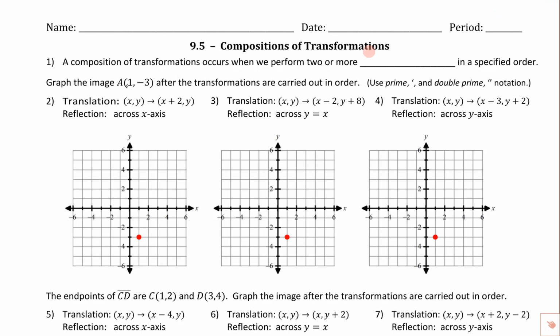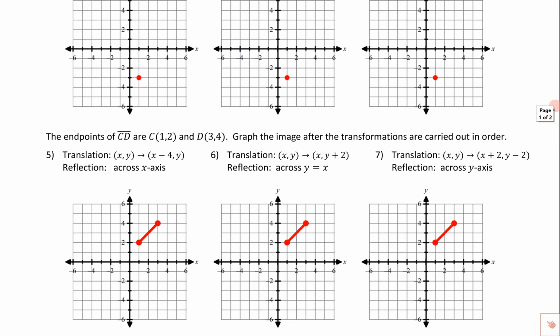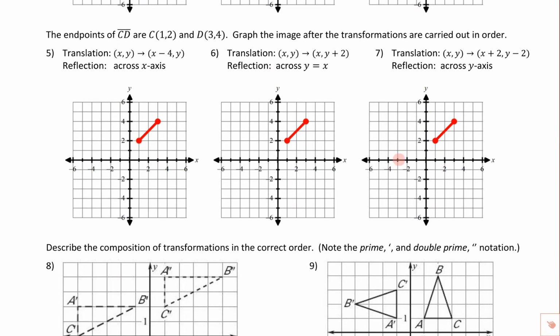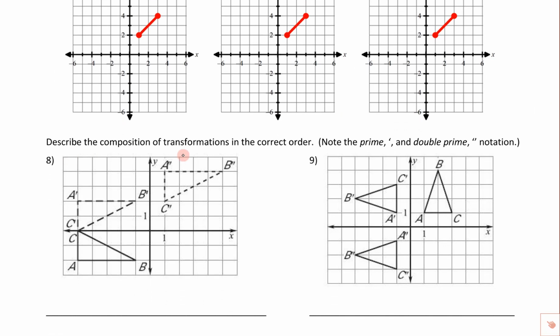I'm going to slide down here. You'll notice that we've just got some points that they ask you to move around. They are already graphed on there. There's some lines that they want you to move around. And then on this one it says describe the transformation in the correct order, and it says note the prime and double prime notation. So this is the old one, this is the new one, and this is the newest one. Okay, so old, new, and newest I'll put on here. So this is the double prime notation. This is after they've done 2 different transformations.